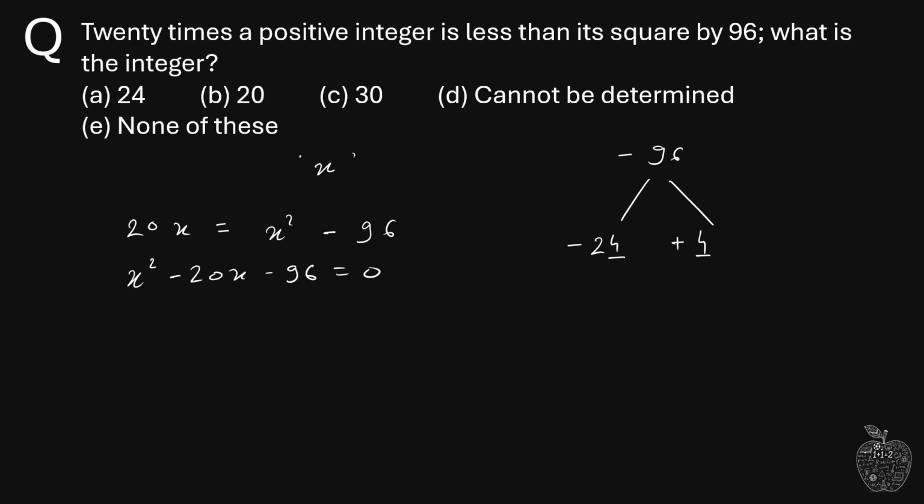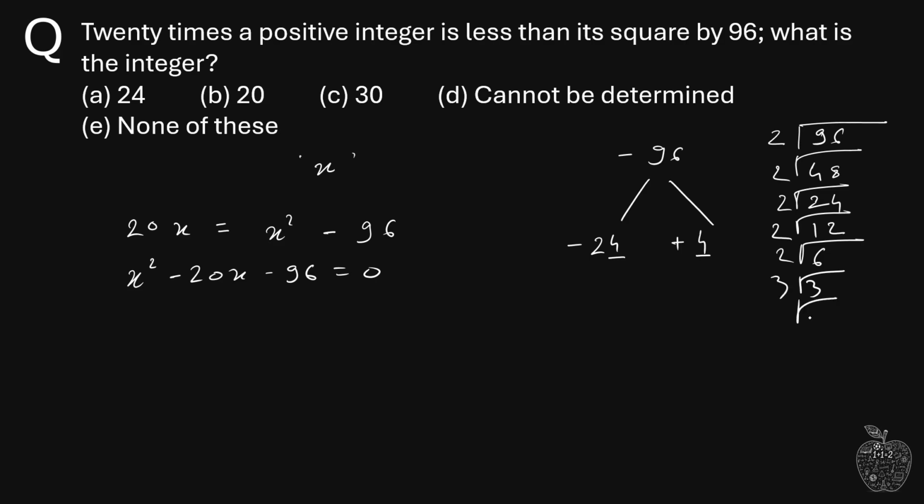Now if you are still finding it difficult to split this value, what else you can do here is write 96 like this and divide this 96 with the least possible value. So here we can divide this by 2. 2 4s are 8, 2 8s are 16. Again with 2, 2 2s are 4, 2 4s are 8. Again with 2, 2 1s are 2, 2 2s are 4. Again with 2, 2 6s are 12, 2 3s are 6, 3 1s are 3.